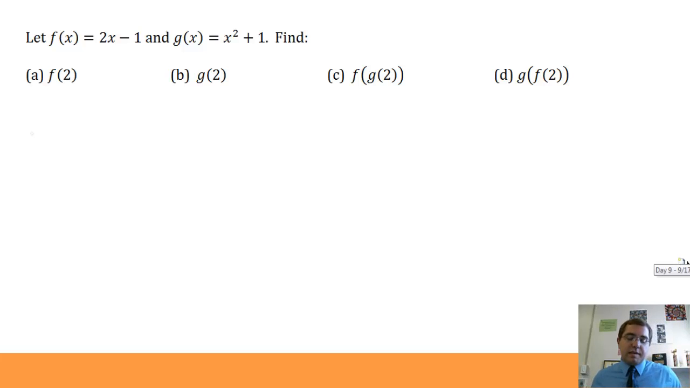Now what if f of x is 2x minus 1? So that's my function f. It's going to take x to 2x minus 1. And my function g takes x to x squared plus 1. So two different functions, f and g. Let's find these different values. Let's find f of 2.